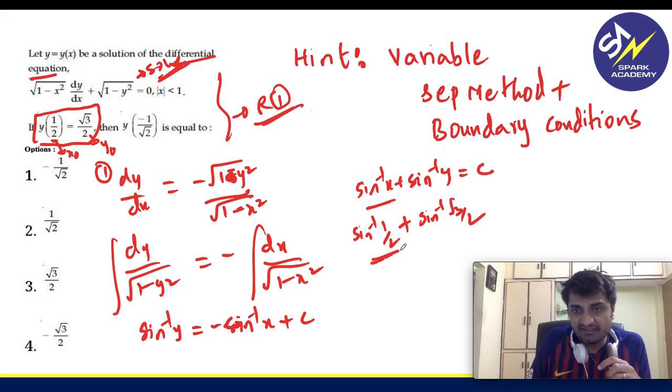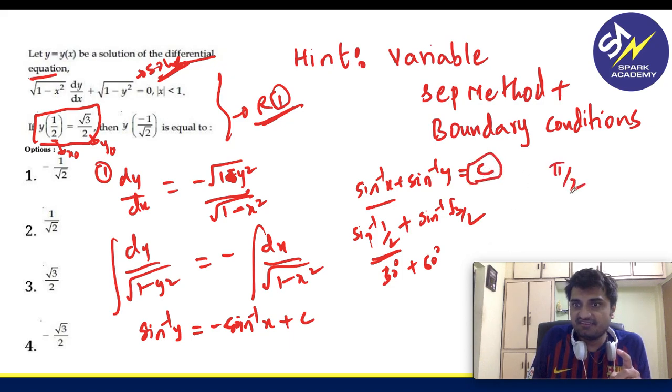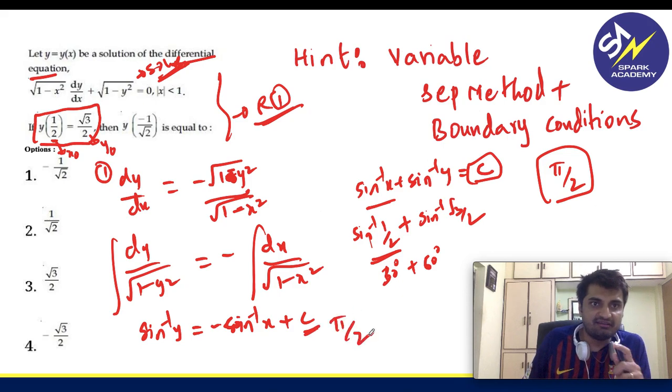So this is what sine inverse 1 by 2 is. Basically 30 degrees. Alright. So this I can write it as 30 degrees. I mean, sorry, 30 degrees, I beg your pardon. This I can write it as 60 degrees. So C value I will get it as 90 degrees. C value I am getting it as pi by 2, guys. So this is what I will get. C value I will get it as pi by 2, right? So this is my equation.